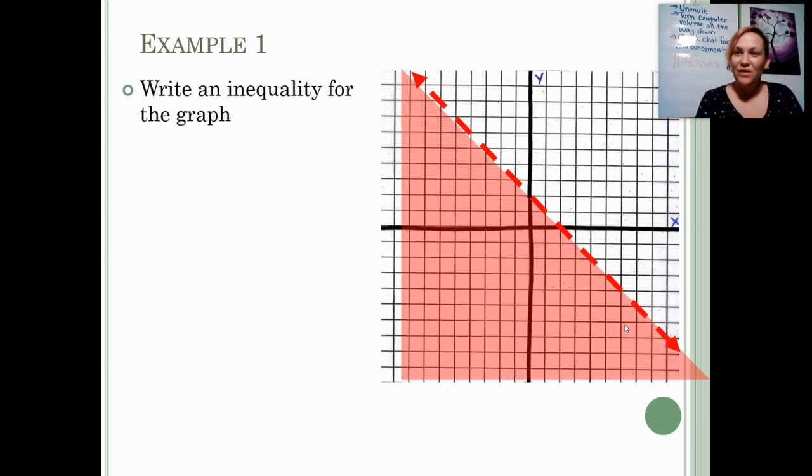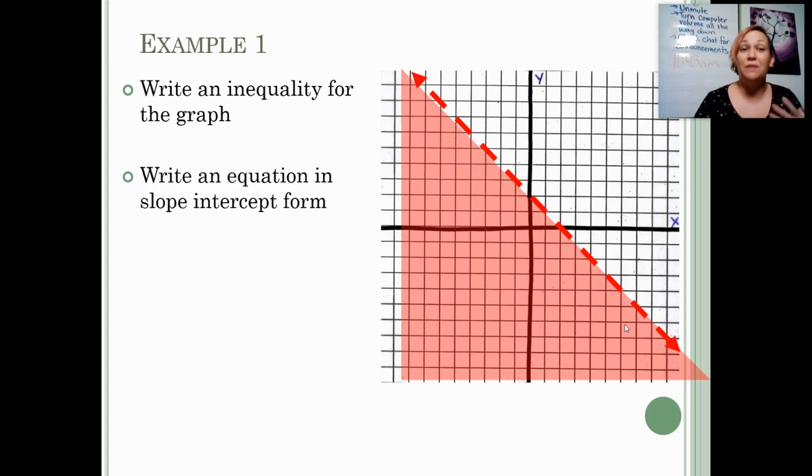To start with, we should decide what form we would like to write our answer in. And the easiest form to write your answer in is slope-intercept form. So that's what I'm going to be going for. I'm going to try to write something in slope-intercept form. To write something in slope-intercept form, we need two things. We need the slope and the y-intercept.